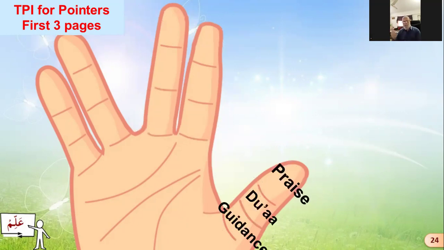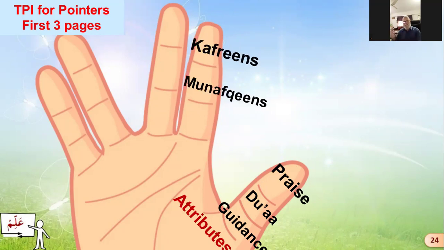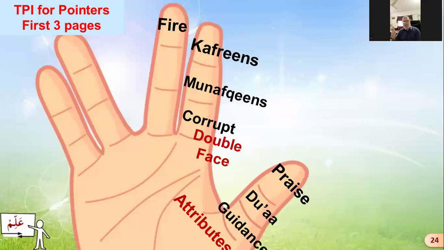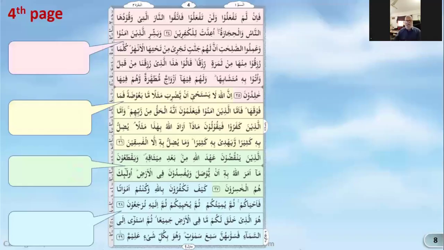The first page brief pointers are praise, dua, guidance, attributes. And the pointers for the second page are Kafirin, Munafiqeen, corrupts, double face. And for the third page, the pointers are fire, rain, call, challenge. Let's proceed to the fourth page.